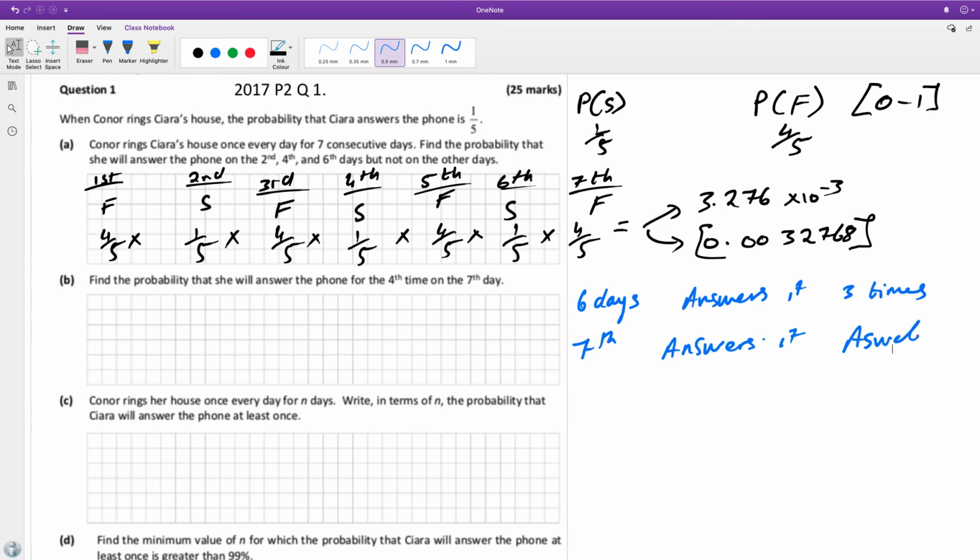So I have my P, my Q, my N, and my R. So my formula for binomial distribution is N choose R times P to the power of R times Q to the power of N minus R. And it is in your logbook, page 20.